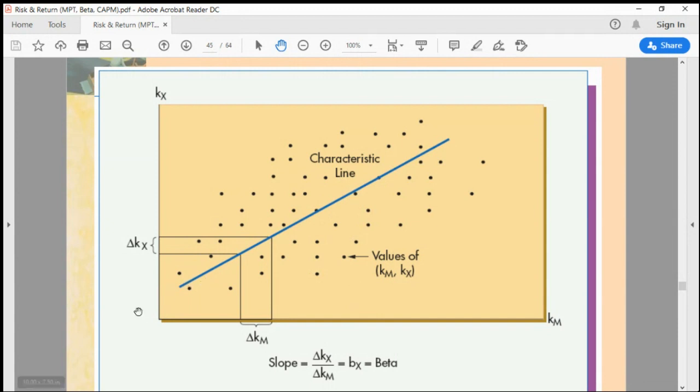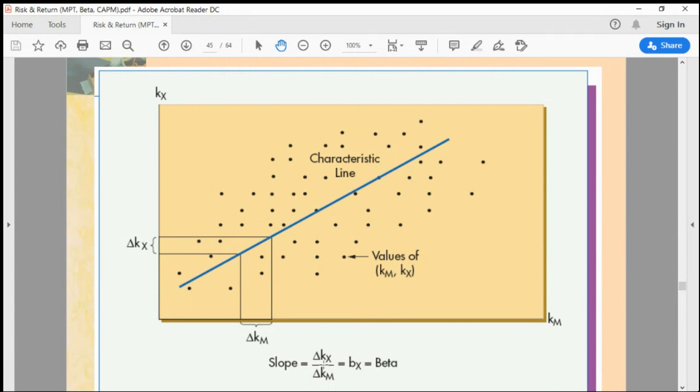The other one is alpha. Where is the alpha? Where does it cut the vertical axis? And so if you know the trend line, then what can you do? You can forecast. You can make a forecast.